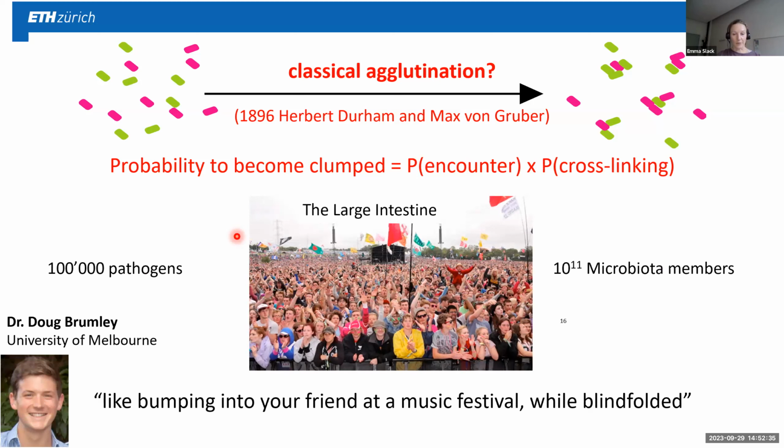And so Doug, who is great at understatements, said that this is like bumping into a friend at a music festival while blindfolded, and it's a very, very big music festival, right? You're outnumbered 1 to 1 million. So this formation of these aggregates by clumping during this very early stage of infection, where you really need the protection to work, seems to be not feasible, right? It's just not doable.